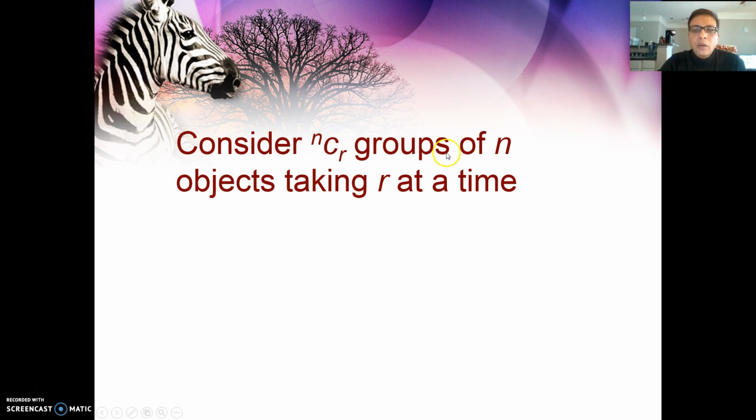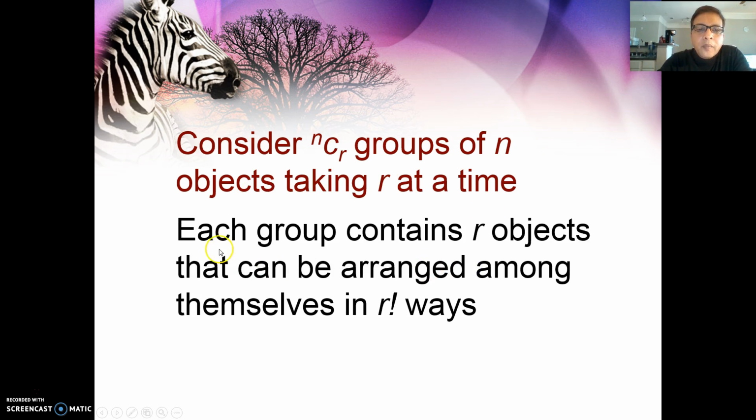Consider nCr groups of n objects taking r at a time. So let there be some number nCr, which is the number of groups of n objects taking r at a time. Each group contains r objects that can be arranged among themselves in r factorial ways, which we learned before. So we can state the relation nPr equals r factorial times nCr. That gives me a formula for nCr.